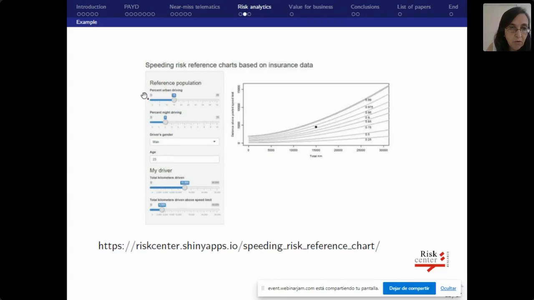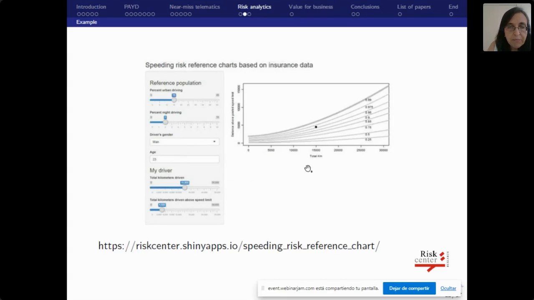And what I'm doing here with this shiny application is, well, I can change, okay, the percent of night driving. I can change the gender. I can change the age of the driver. And this has been done with real data. And I can really track the evolution of this driver and see if the driver goes down to, you know, an average excess of speed. There are always excess of speed. I mean, very few drivers have no excess speed because there's always a situation where people want to drive a little bit faster.